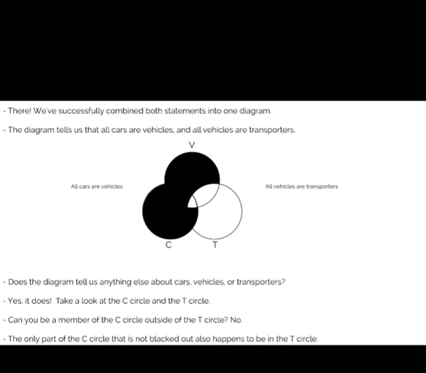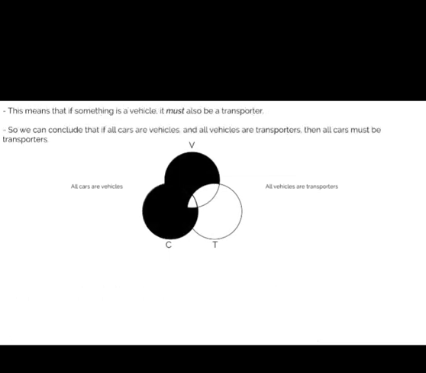Yeah, so if your conclusion was all cars are transporters, right? It just showed up all on its own. Once you've stated that all cars are vehicles and all vehicles are transporters, it just follows logically. Since we've shaded everything out, we've represented everything, that's the only possibility left for a car. A car must be a transporter. That's the only place for a car to exist.